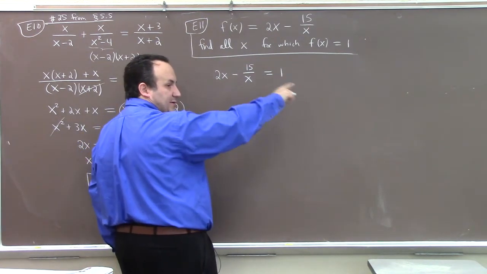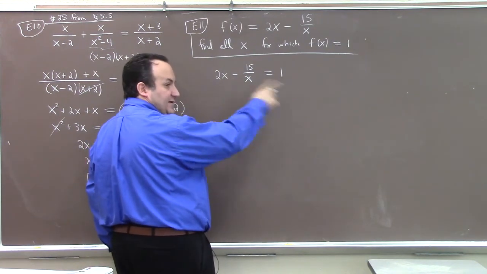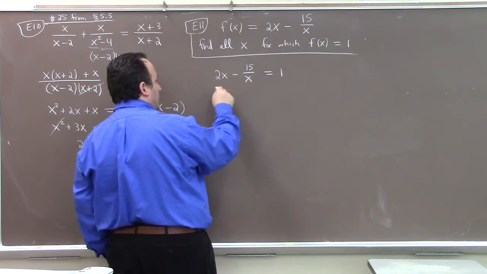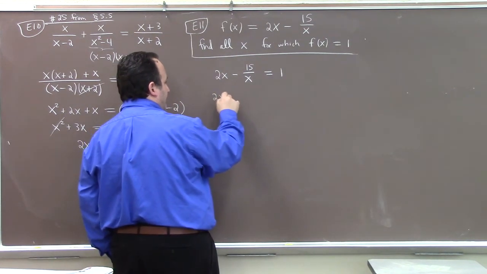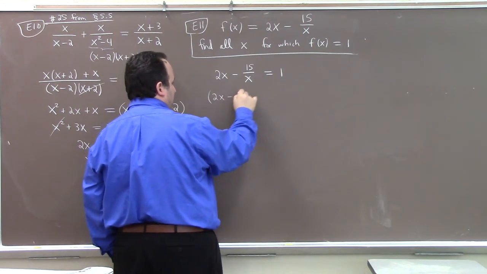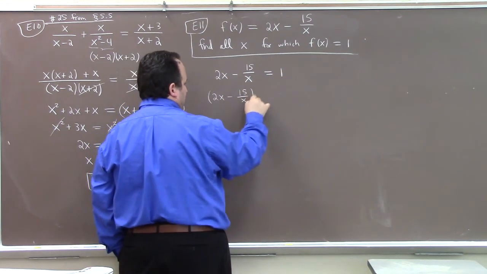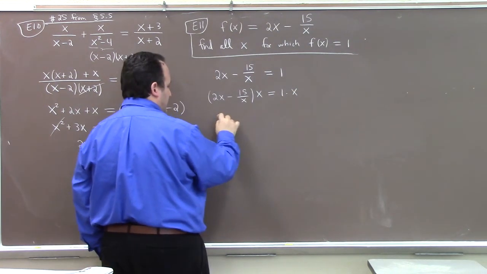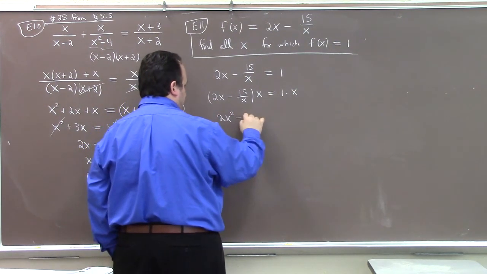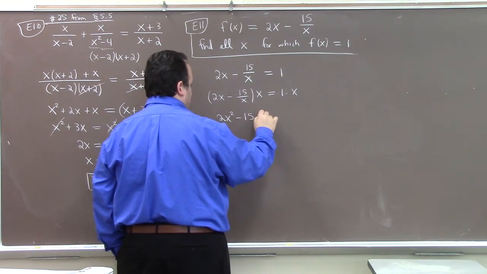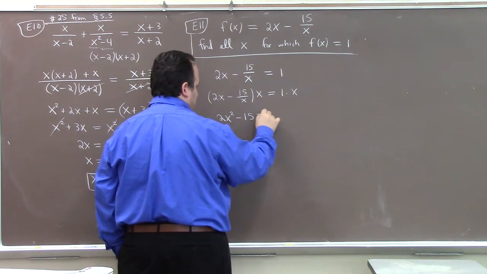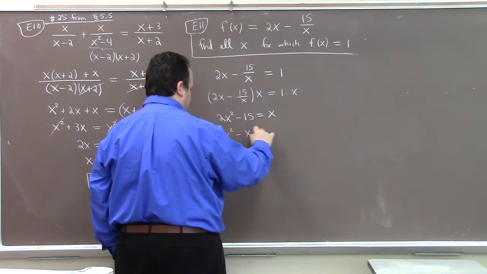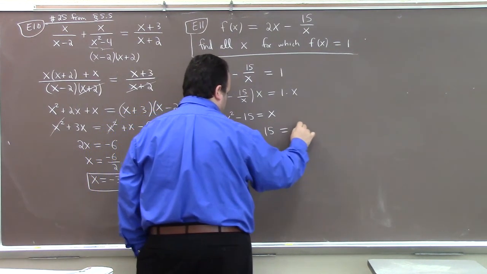To make a polynomial equation, we can solve polynomial equations with factoring, right? Quadratic equation, all that good stuff. So multiply by x. Multiplying by x, so we have 2x minus 15 over x times x equals 1 times x, right? Which gives us 2x squared minus 15 equals x, right? Or 2x squared minus x minus 15 equals 0.